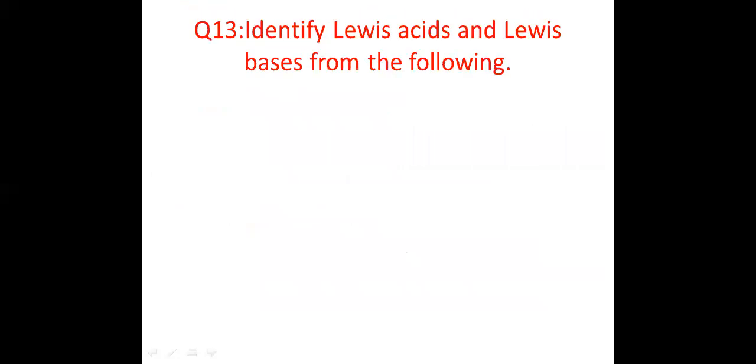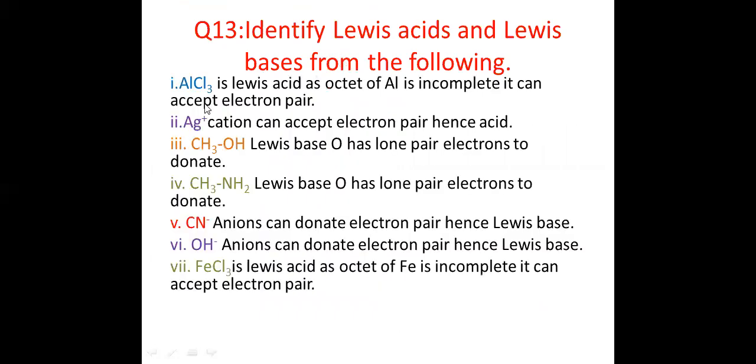Question number 13, identify Lewis acid and Lewis bases from the following. And the first example is aluminium chloride. You know that in boron trifluoride, aluminium chloride and trihydroxyboron, in all these examples, we discussed that the octet of boron and aluminium is incomplete, so they can accept electron pairs in order to complete their octet, and electron pair acceptors are Lewis acids. So aluminium chloride is a Lewis acid as the octet of aluminium is incomplete and it can accept an electron pair.